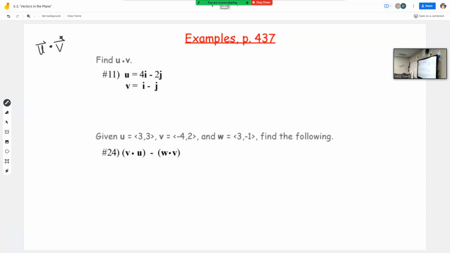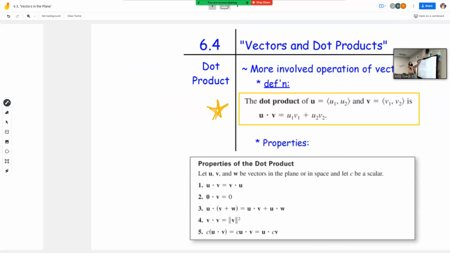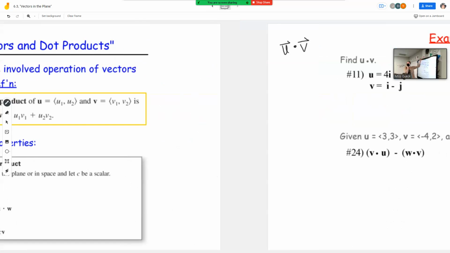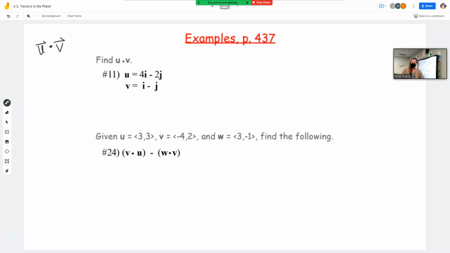It's 6.3 at the very, very end, just like we saw yesterday. So we were at the end of 6.3. I'm picking up right where we left off, at slides 19 and 20 on the Jamboard.